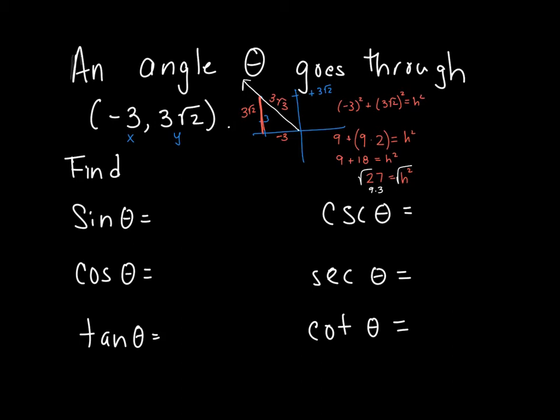Now, the sine of any angle is just the opposite, or the y over the hypotenuse. Cosine is x over the hypotenuse. Tangent is y over x. And the cosecant, secant, and cotangent are just the reciprocals of those. Now, really important with this is make sure you follow those signs.